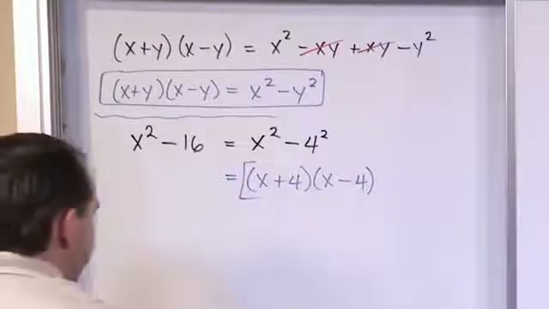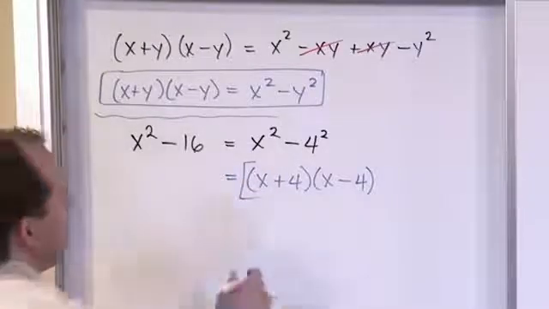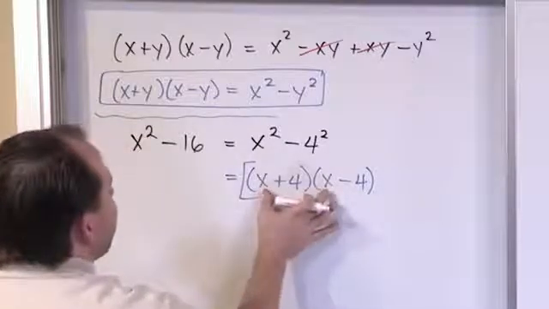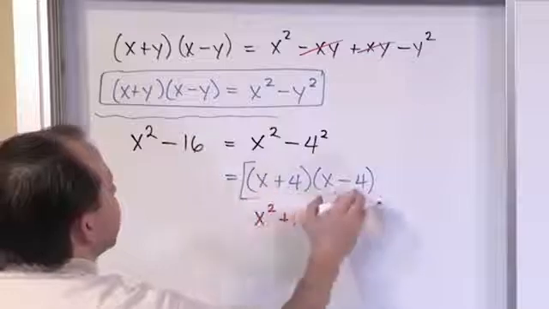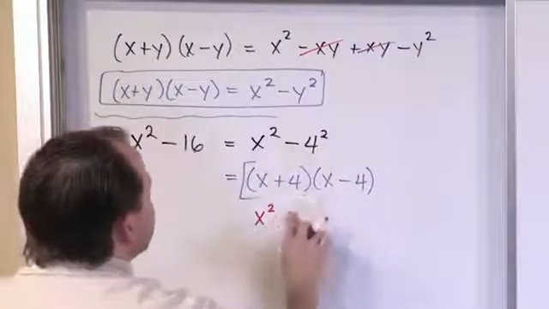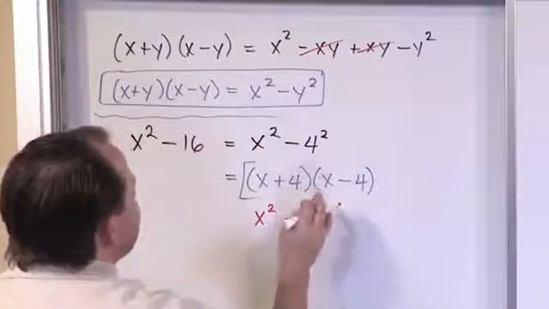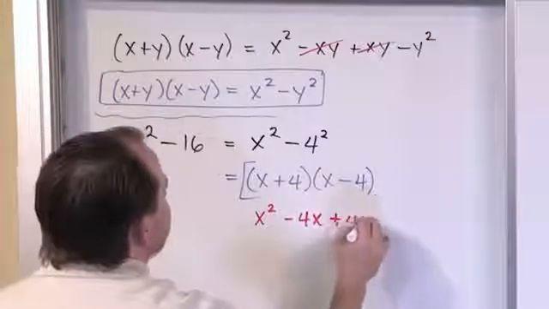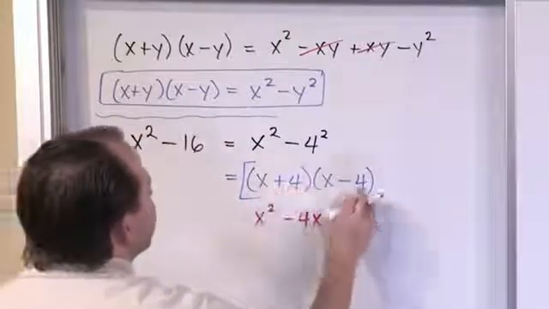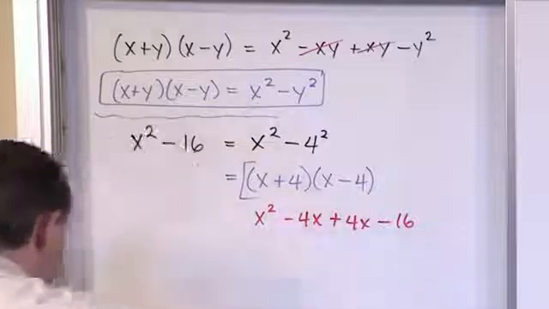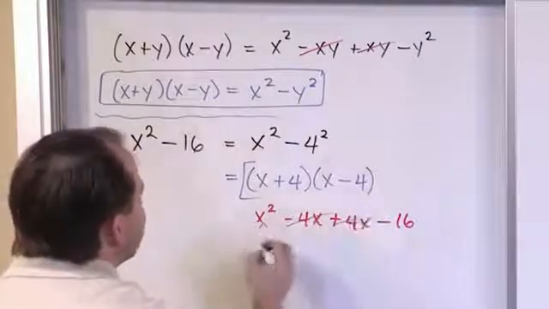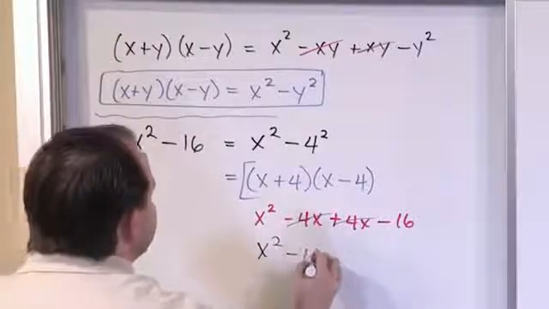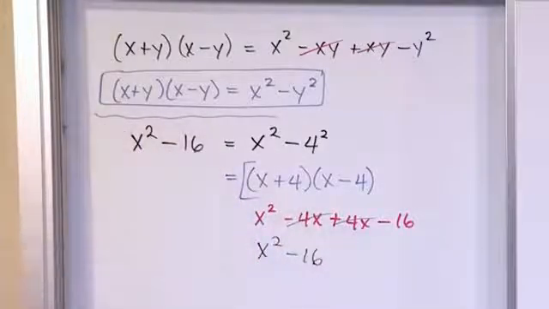And if you don't believe me, which you should always be skeptical in life, you can check it by multiplying. x times x for the first terms gives you x squared. Outside terms, negative 4 times x is negative 4x. Inside terms is positive 4x. Last terms, 4 times negative 4 is negative 16. And you can immediately see that the negative 4x cancels with the positive 4x, so what you're left with is x squared minus 16, which is exactly what we started with.